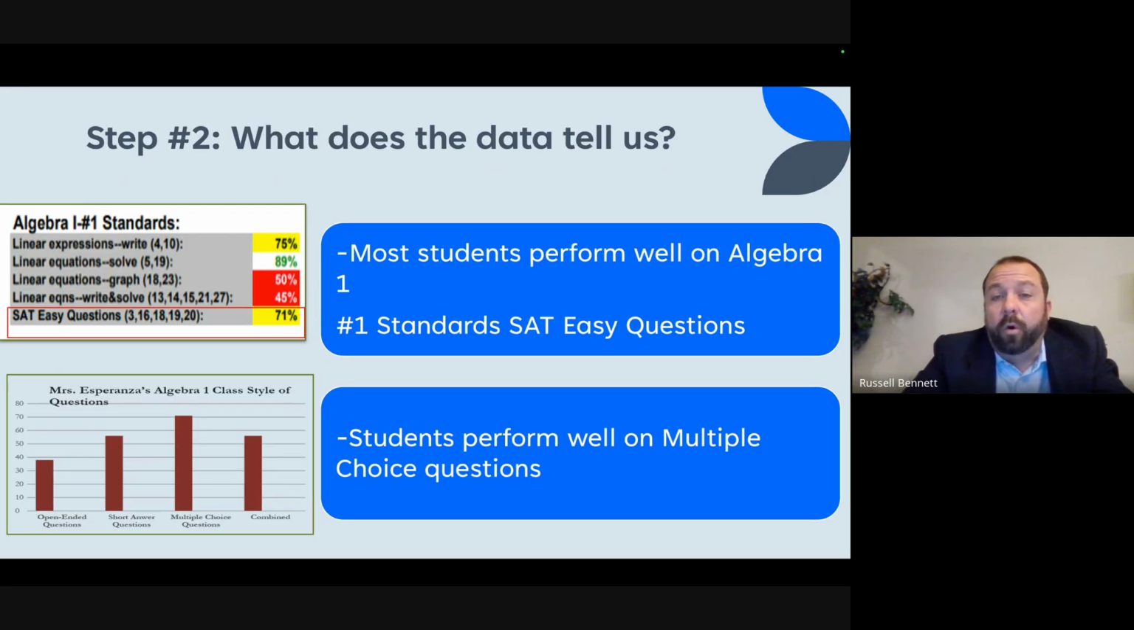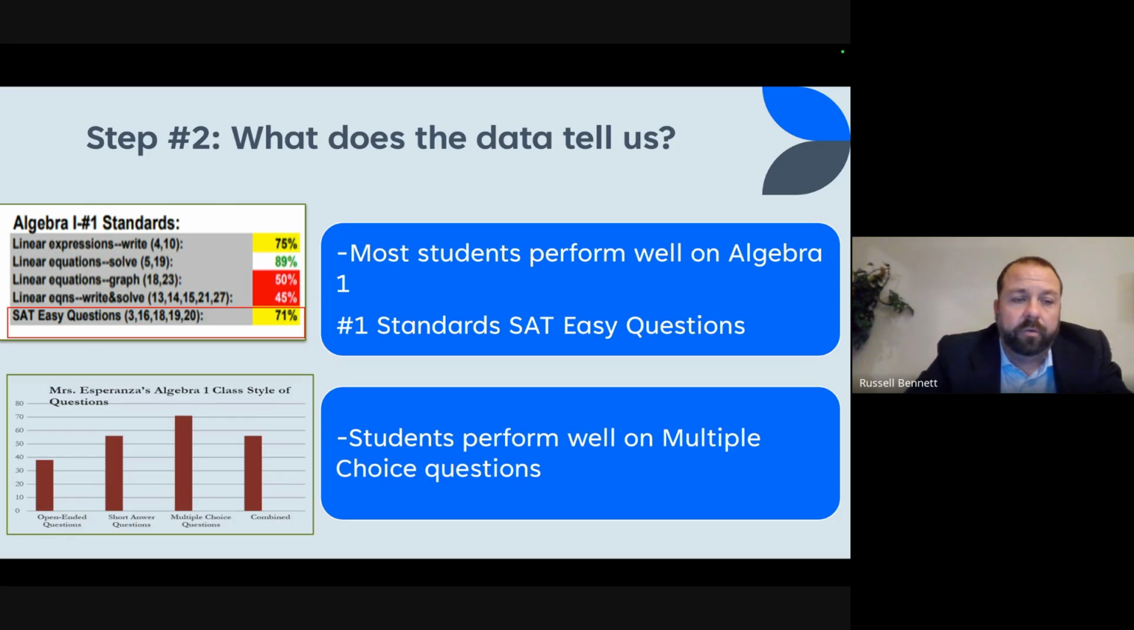Now, moving forward, as we continue to talk about what does the data tell us, the data tell us that most students performed well on Algebra 1. They performed well on the number one standards, the SAT easy questions. If you can look, they scored 71% on 3, 16, 18, 19, and 20, and 75% on the linear equations. And they also performed well on multiple choice.